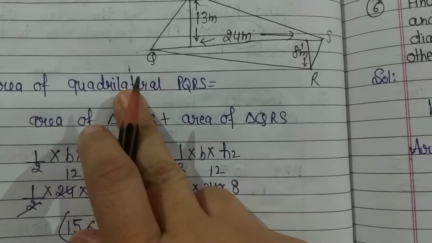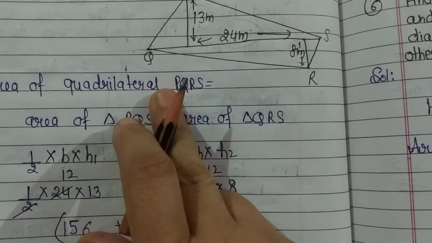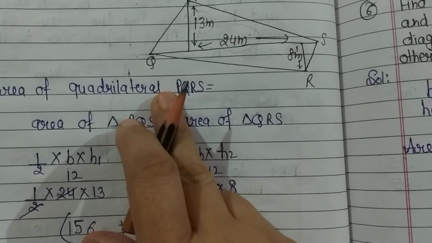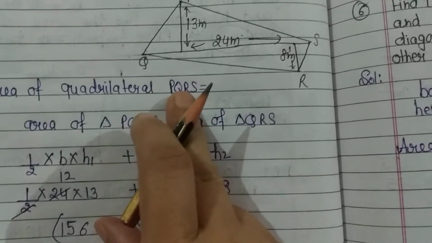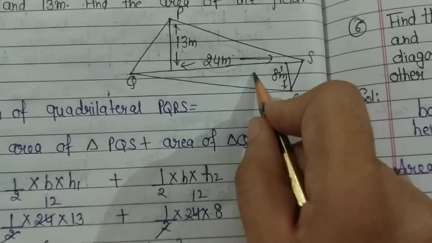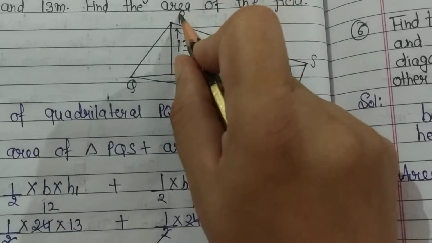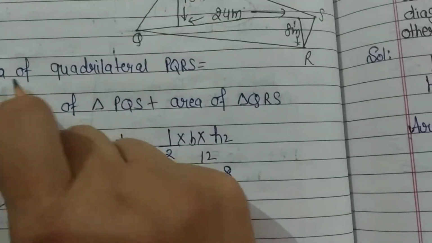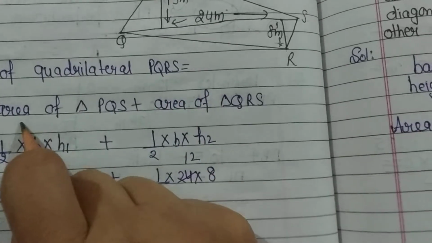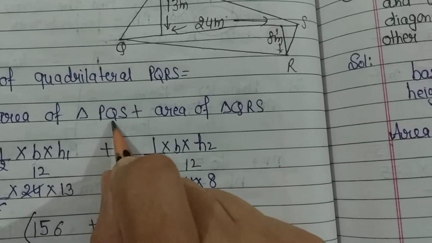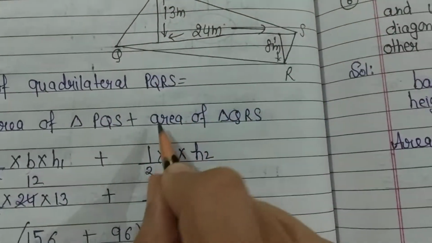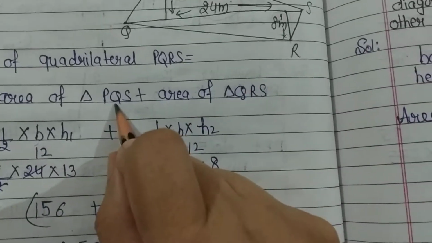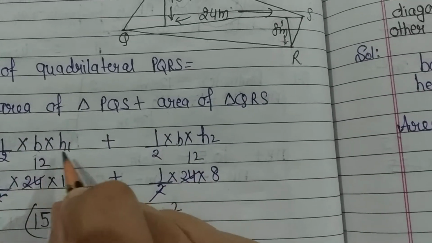Because this quadrilateral is not a special quadrilateral, like a square, rectangle, or rhombus, we can't use any formula of that. So what I have done, I have cut it into two triangles. One is PQS and the second is QSR. So area of the quadrilateral PQRS will be equal to the area of triangle PQS plus area of triangle QRS. And the area of the triangle is 1 by 2 into base into height.